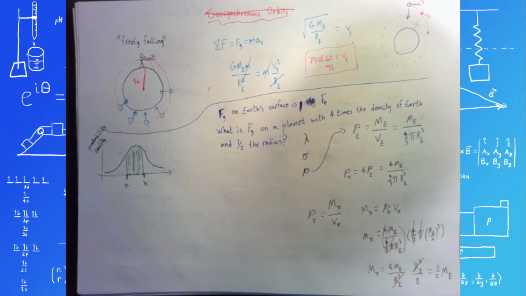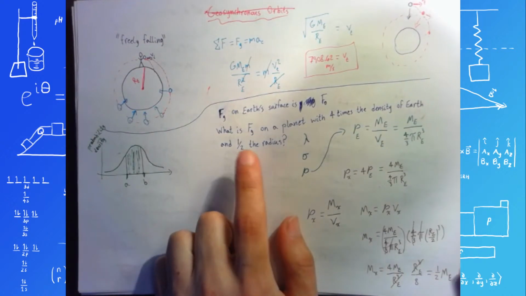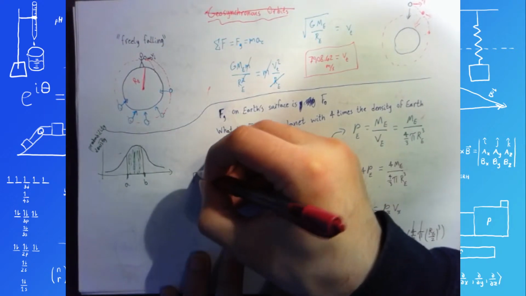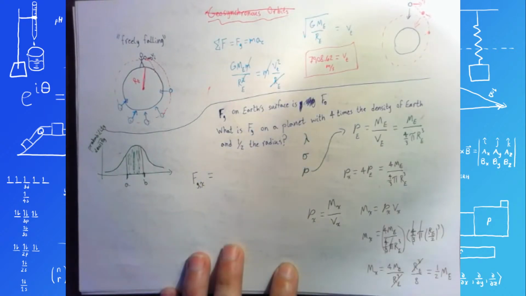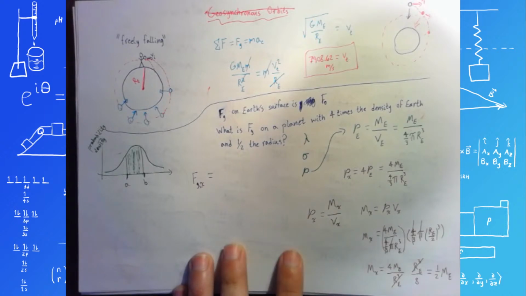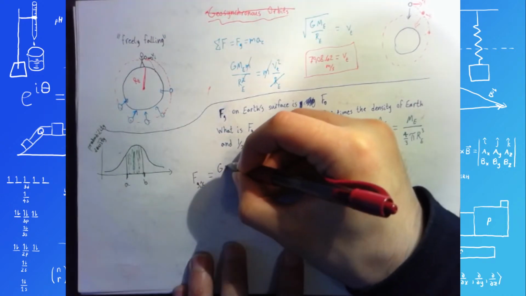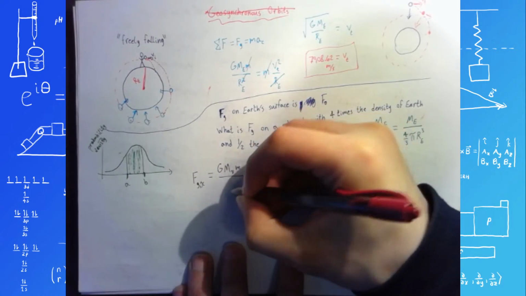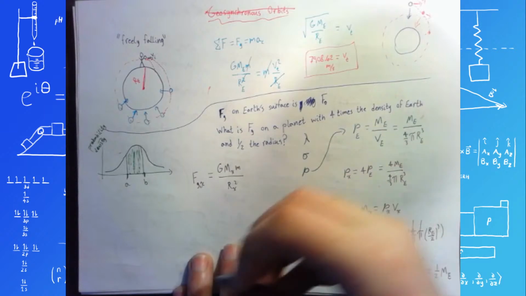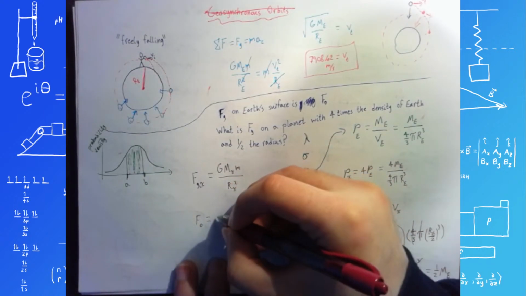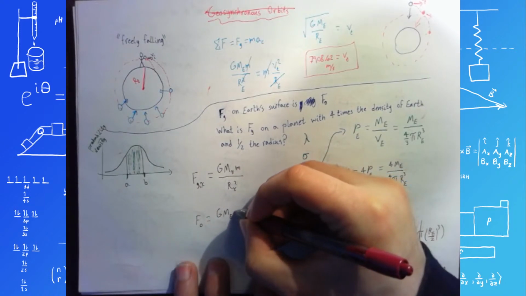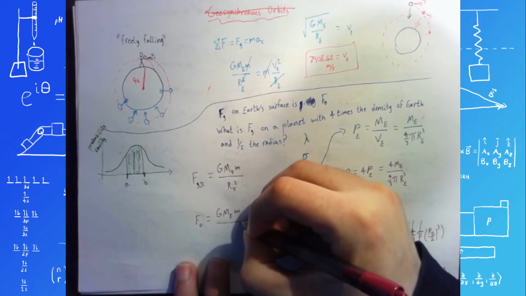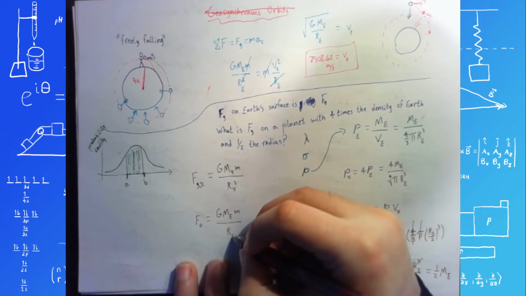And now that we know that this planet has 1/2 the mass of the Earth, but also has 1/2 the radius, we can calculate the force of gravity on planet X. It's going to be big G, mass of planet X, mass of the object, over radius of planet X squared, and compare that to F0, which was the force of gravity on Earth's surface, so that's big G, mass of Earth, mass of the same object over radius of Earth squared.